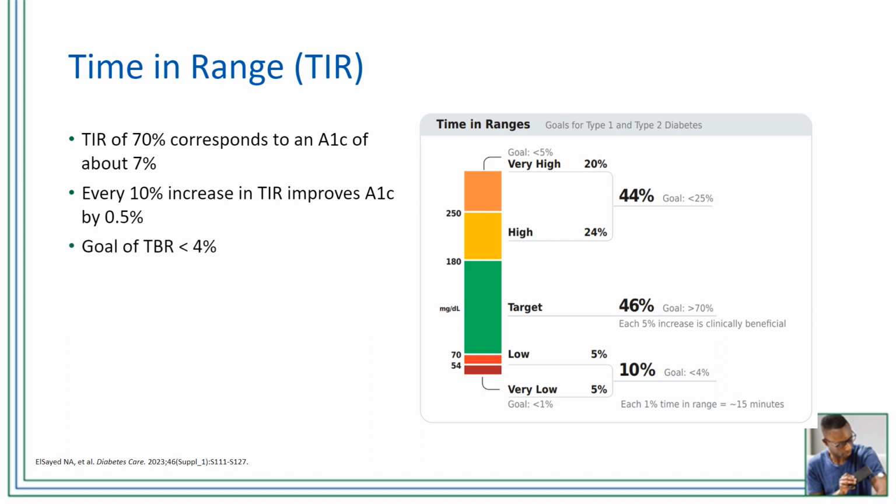The goal of time below range, which is that red or that hypoglycemia, below 70 or below 54, we want less than 4%. And about 1% is about 15 minutes. And so the lower that we can get on that is improvement for our patients.